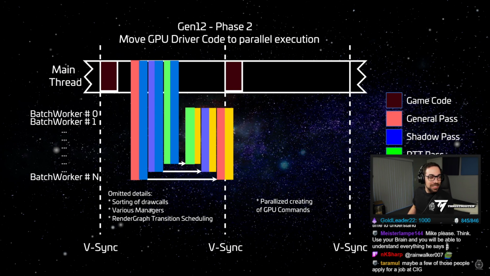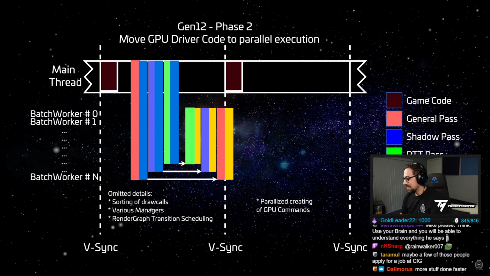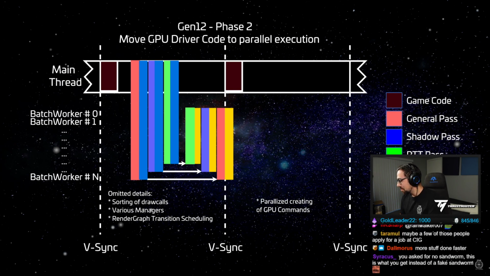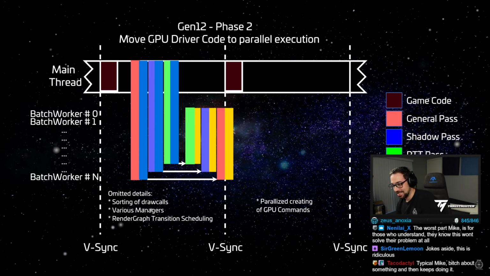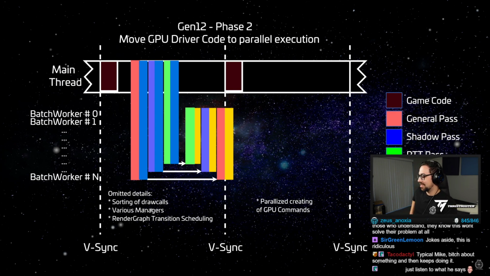And that is what we are doing now as part of porting the scene object rendering to Gen12 and moving our renderer code to the batch worker system. When this is done, we can implement the parallel Vulkan backend and remove the render thread.